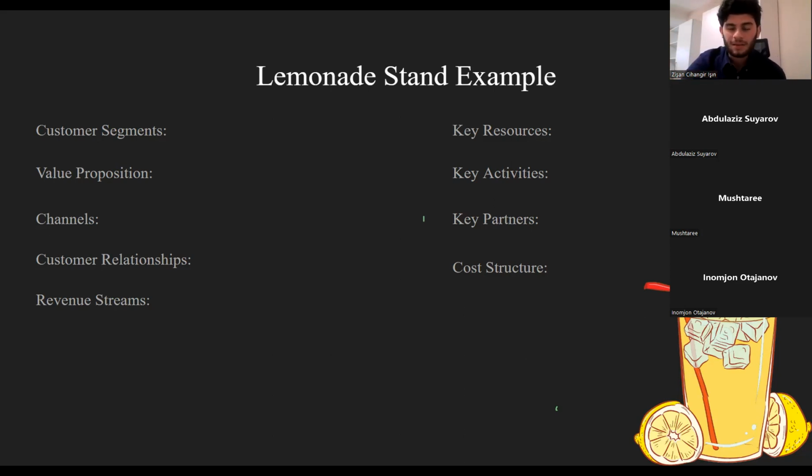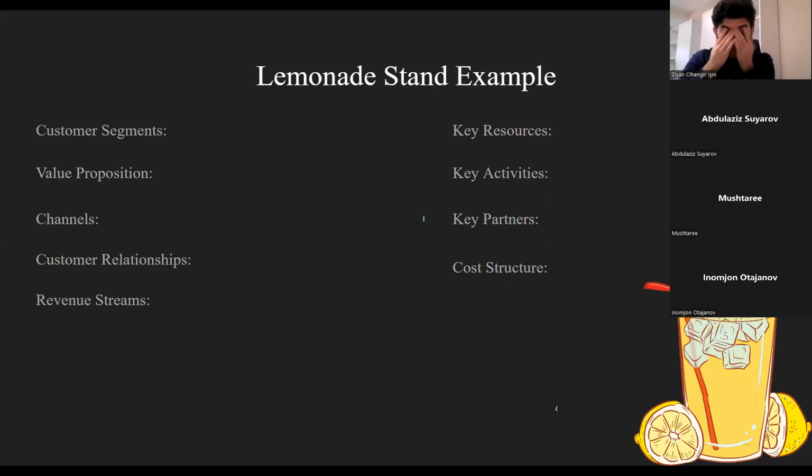The key activities that your business is doing to continue are, first of all, making lemonade and selling lemonade. These two could be the most clear examples of the key activities in a lemonade selling business.